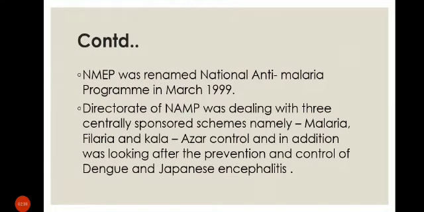Continuing with the historical perspective of the National Vector-Borne Disease Control Program. The National Malaria Eradication Program was renamed the National Anti-Malaria Program in March 1999. The Directorate of the National Anti-Malaria Program was dealing with 3 centrally sponsored schemes, namely malaria, filaria, and kala-azar control, and in addition was looking after the prevention and control of dengue and Japanese encephalitis.